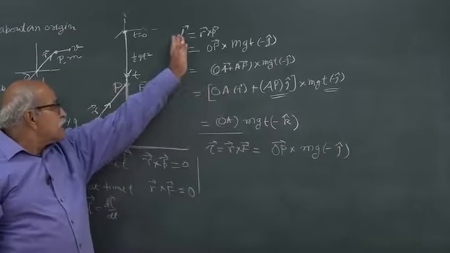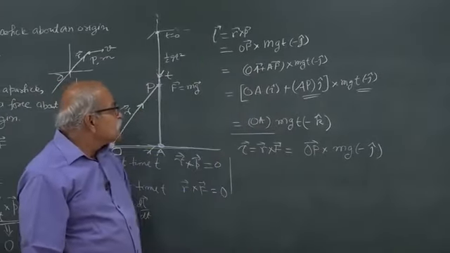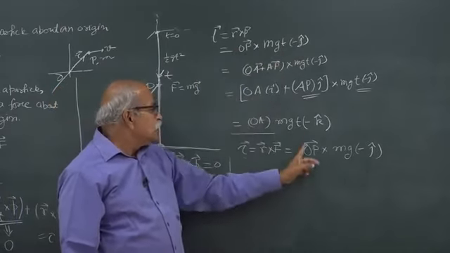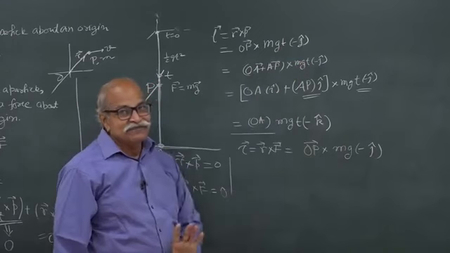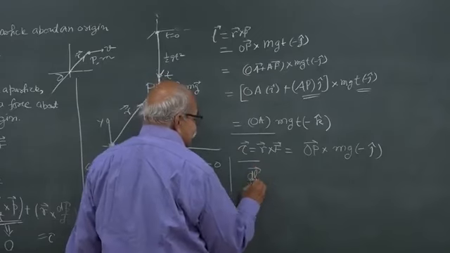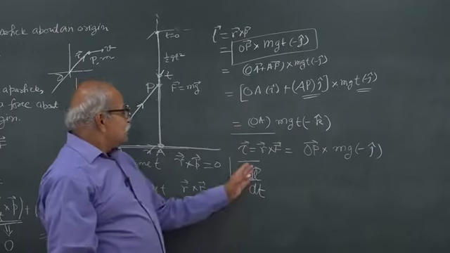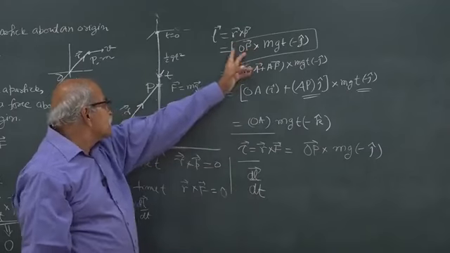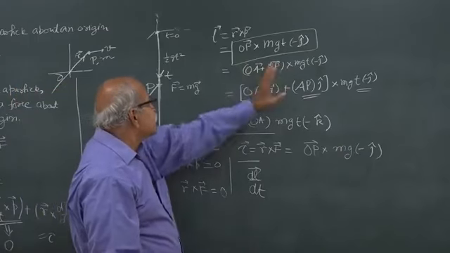Look at this expression for L and this expression for torque. What is the difference? OP cross mgt minus j cap, OP cross mg minus j cap. Only this t is not there, otherwise everything is there. So, now if you do this dL/dt, here is L, I am doing dL/dt, differentiate this with respect to time. OP is a fixed vector, no, OP is not fixed vector, OA plus AP, you can write it like that.